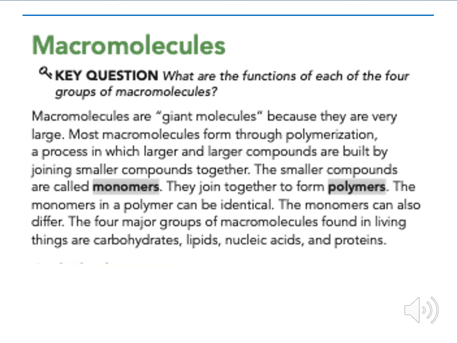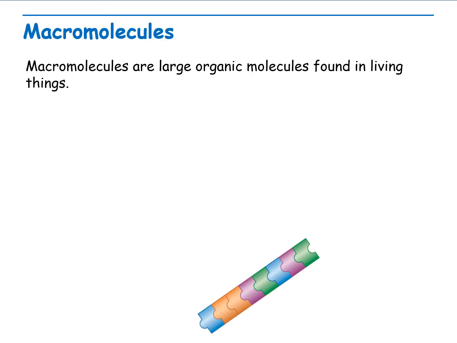Macromolecules are giant molecules because they are very large. Most macromolecules form through polymerization, a process in which larger and larger compounds are built by joining smaller compounds together. The smaller compounds are called monomers. They join together to form polymers. The monomers in a polymer can be identical. The monomers can also differ. The 4 major groups of macromolecules found in living things are carbohydrates, lipids, nucleic acids, and proteins.